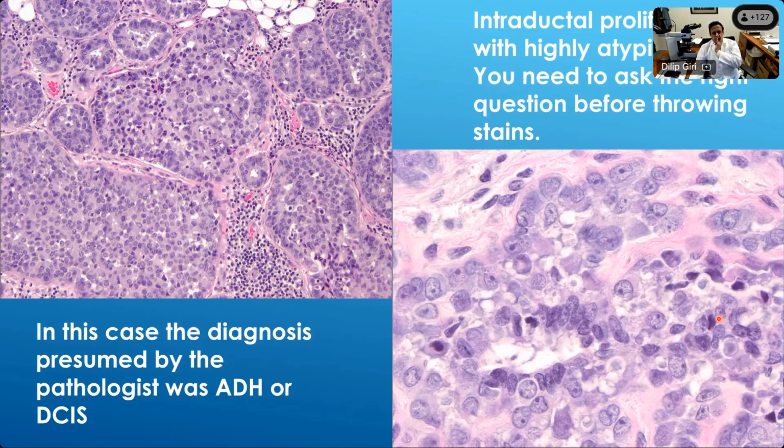But I think unless you ask the right question, you will order the wrong stains. Now, in this case, right off the bat, when I saw this, I kind of suspected that this might be LCIS rather than a ductal proliferation.